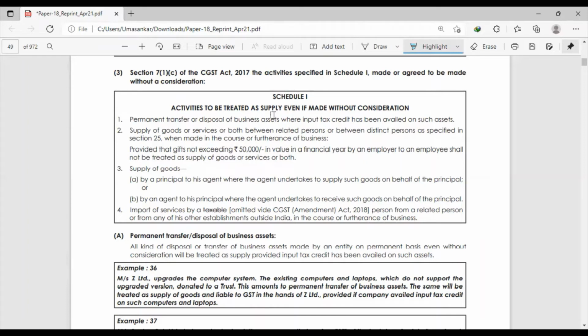So Schedule 1. Activities to be treated as supply even if it is made without consideration. Even if it is made without consideration, it is also known as deemed supply. Deemed supply.